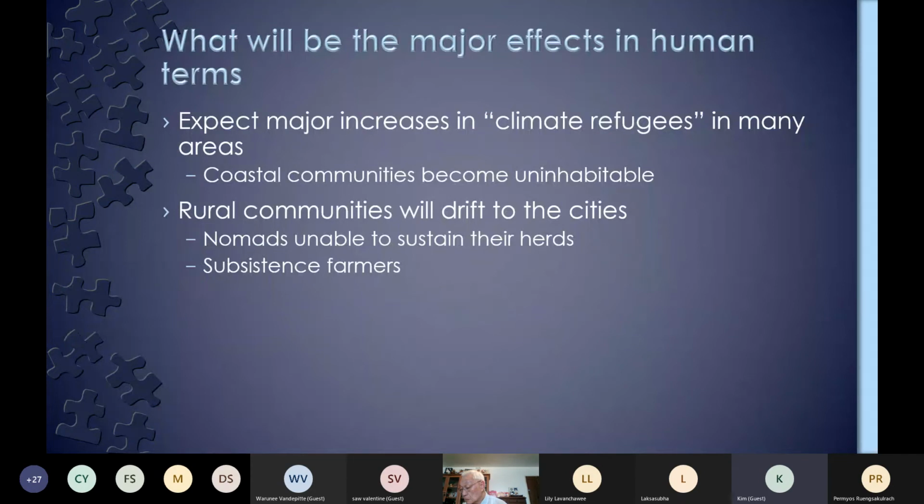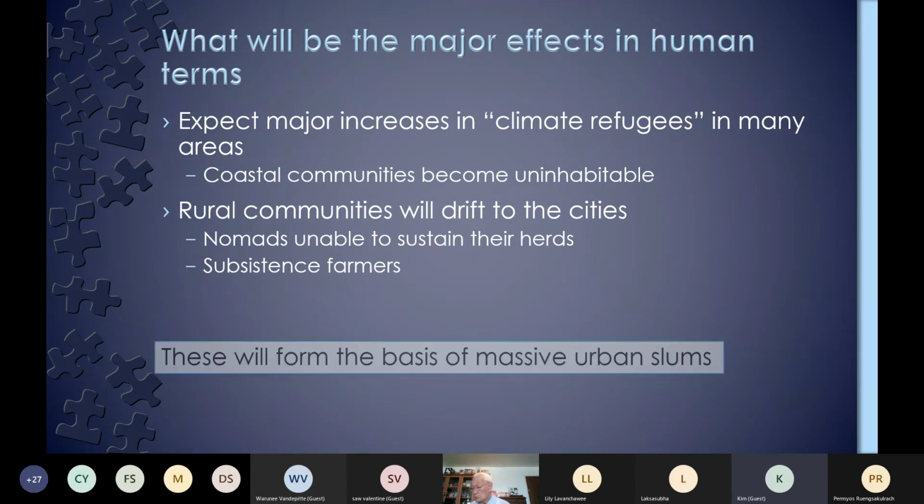So we are starting to get the idea that there will be many climate refugees. I put that in inverted commas here because technically many of these people are not refugees, simply because they are often displaced within their own country. But these are mostly people who've gone from coastal communities which have become uninhabitable. But that's not the only group, as you'll see in a minute. Rural communities have tended to drift to the cities more and more under the influence of climate change, and these communities are going to form the basis of massive urban slums.